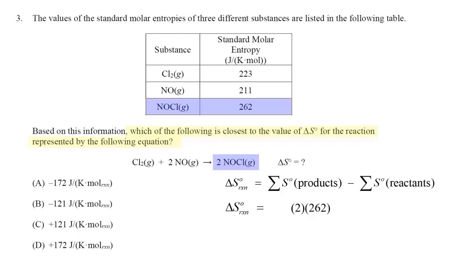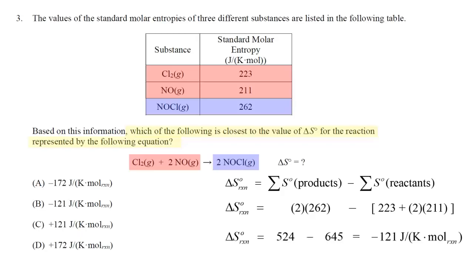Now moving on to the reactants, we have both chlorine, Cl2, which has a value of 223 joules per Kelvin mole. And then we have the nitrogen monoxide, which has a standard molar entropy of 211 joules per Kelvin mole, but there is a coefficient of 2, so we have to multiply that number by 2. So for the reactants, it would be 223 plus 2 times 211.